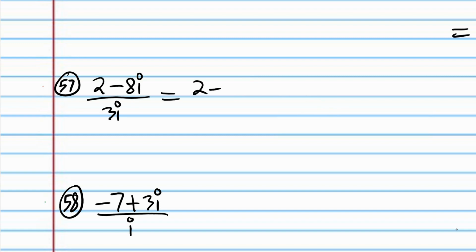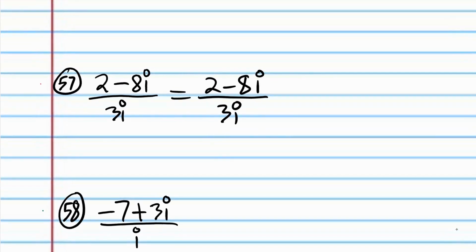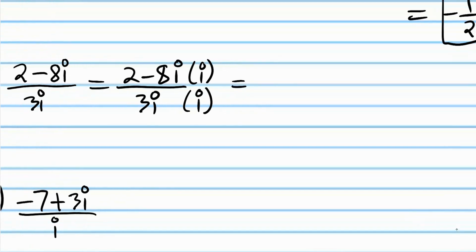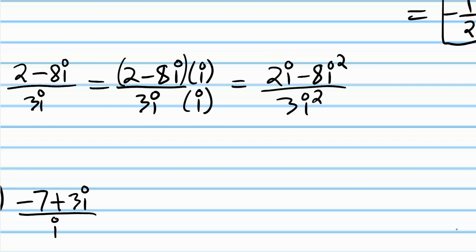So we're going to rewrite as usual. Let's do this one together. And you don't have to multiply by some weird sum or difference of numbers. You just have to multiply by i, and that'll get rid of the i in the denominator. So then we have, and this is a binomial, so you have to put parentheses. Please put parentheses, or else you're going to get that wrong. So we have 2i minus 8i squared over 3i squared.